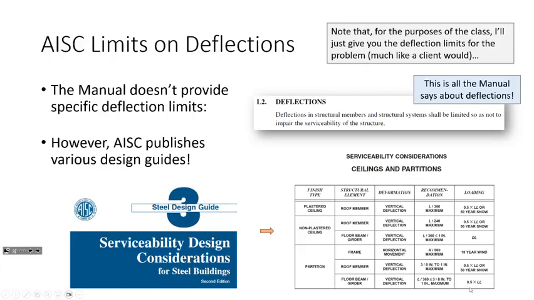If you open up your steel manual and you go to the various chapters in the manual, so chapter D is the chapter on tension members, chapter E is the chapter on compression members. We're actually in chapter F right now, which is on beams. We haven't really delved into chapter F yet because we're going to talk about that a little later when we get to buckling. Chapter J on connections. Chapter L is the chapter on serviceability, and there are different sections related to serviceability. Section L2 is deflections. This is what the manual says. Deflections in structural members and structural systems shall be limited so as to not impair the serviceability of the structure.